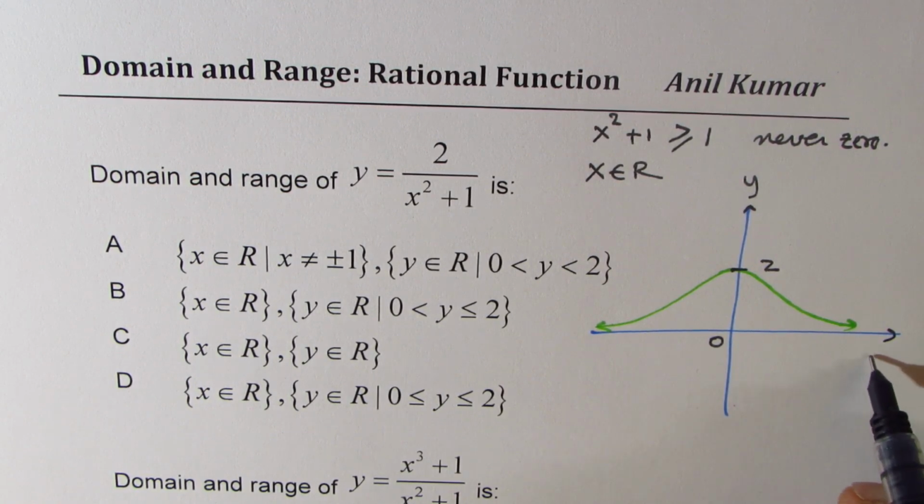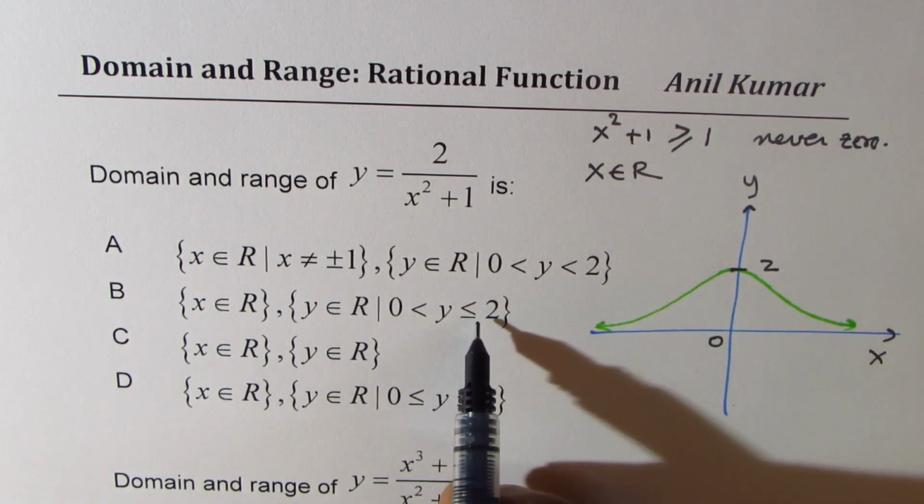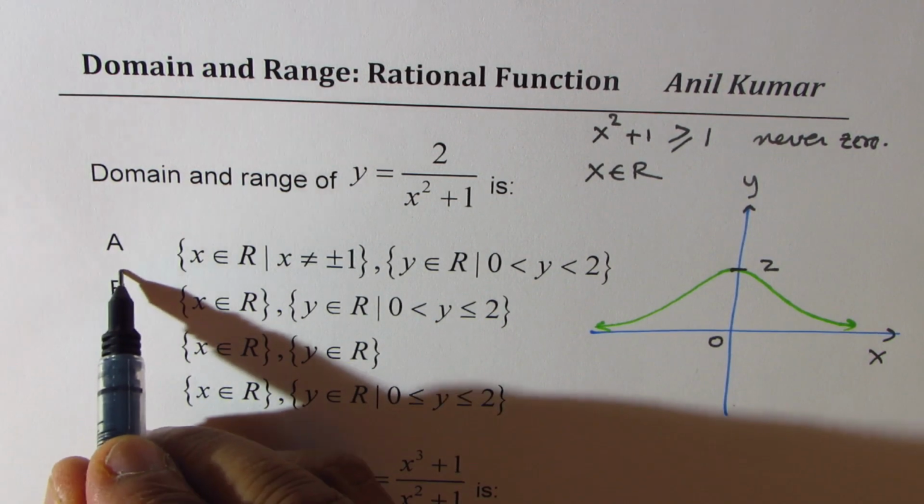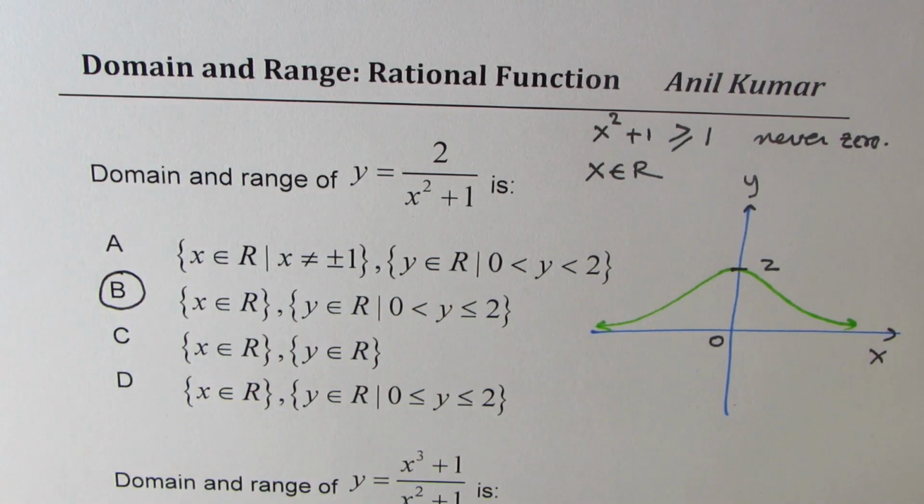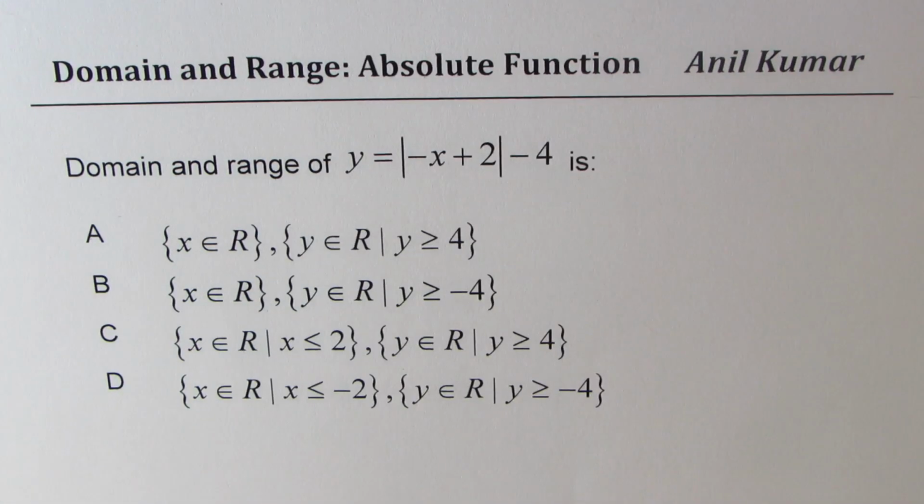So what is the domain and range in this case? So the value can be 2, right? So y value has to be greater than 0 but less than or equal to 2. X is all real numbers. Option B is the correct option, correct? So that is how you'll answer all these questions.